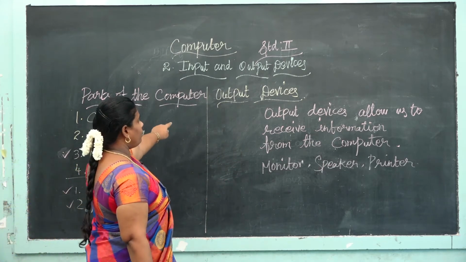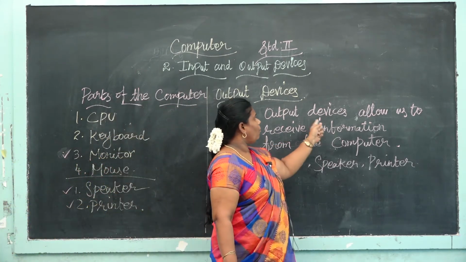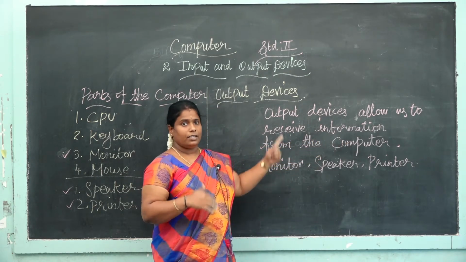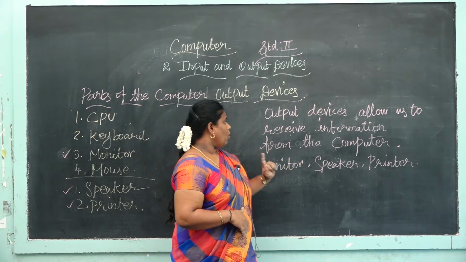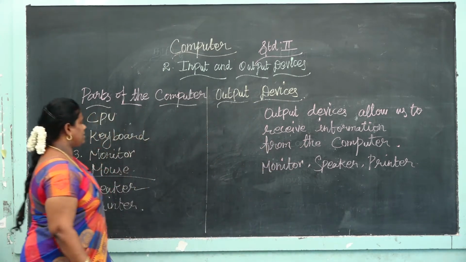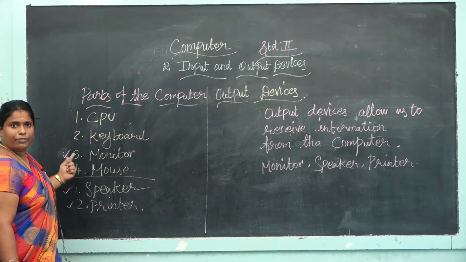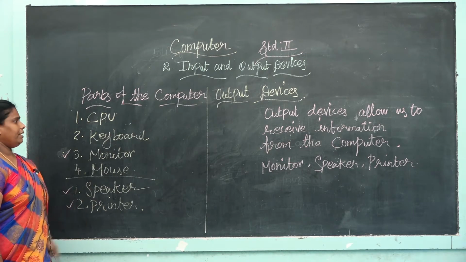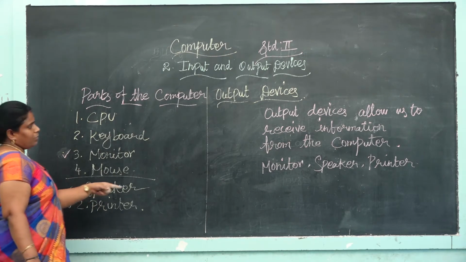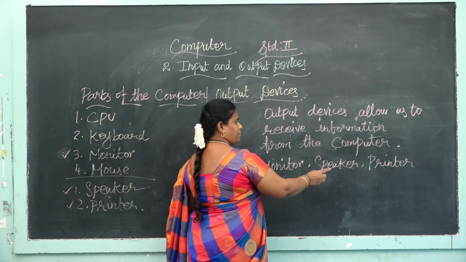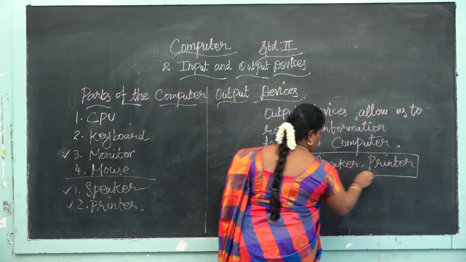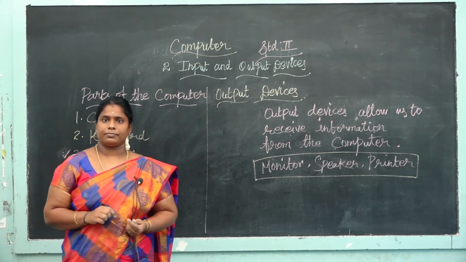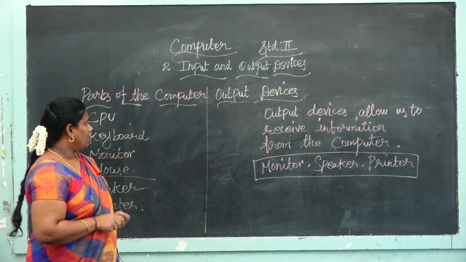Next we are going to see output devices. What is meant by output devices? Output devices allow us to receive information from the computer. So what are the output devices in the computer? First one, monitor. Second one, speaker. Third one, printer. These are the output devices. All of you note that, ma? Are you clear? Okay.